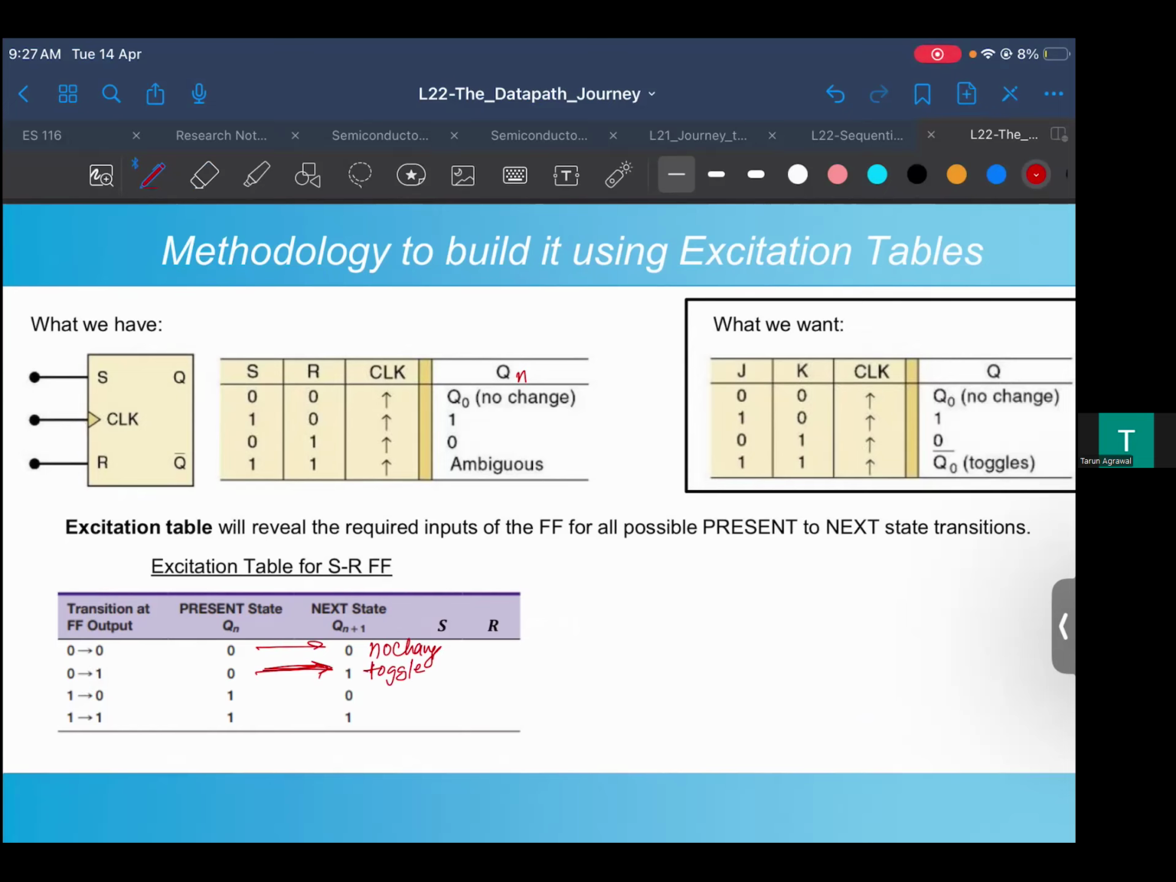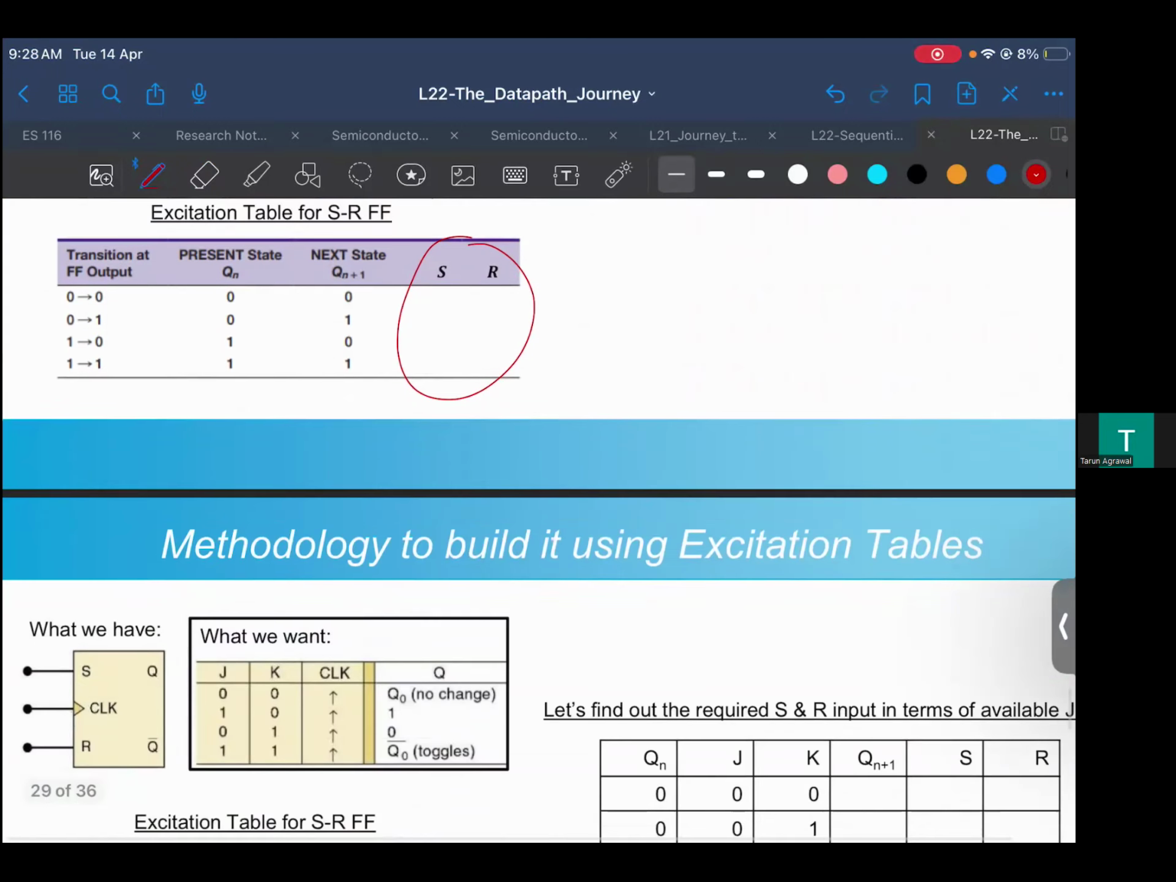When J and K, we see that what is happening to J and K is that this is 1, and this is again going to, let's say, reset, right? And this is going to set, kind of thing. So that means you are already building this table where you are trying to look at for what inputs of SR these conditions would be met, right? That is what you are trying to do.